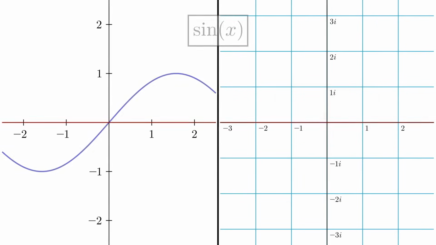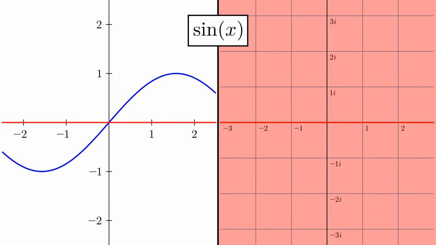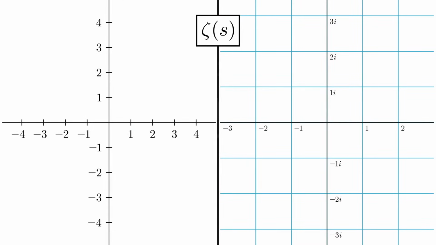The reason why the sine of x example from earlier did not run into any of these problems is that the function sine of x is entire, meaning that it has no singularities anywhere in the complex plane. The function zeta of s that we're most interested in has a singularity here at s equals 1. This shows up as an asymptote in this graph of zeta on the real line.